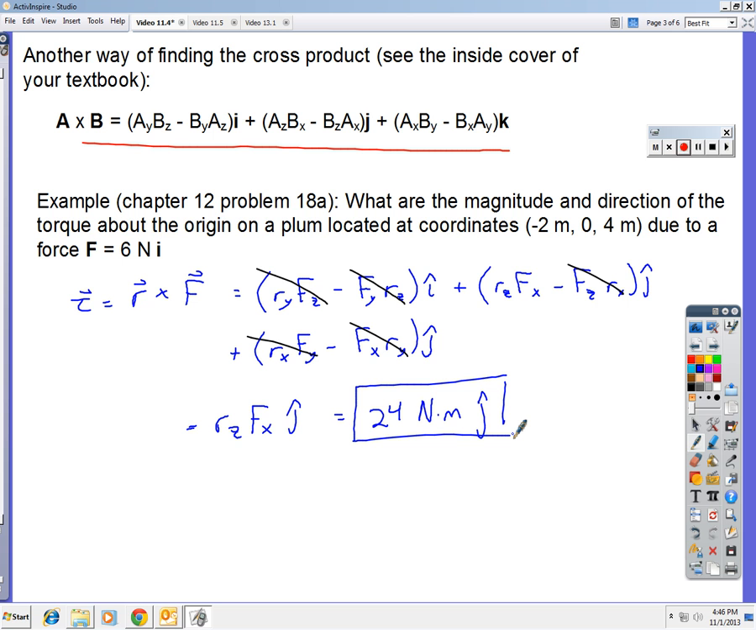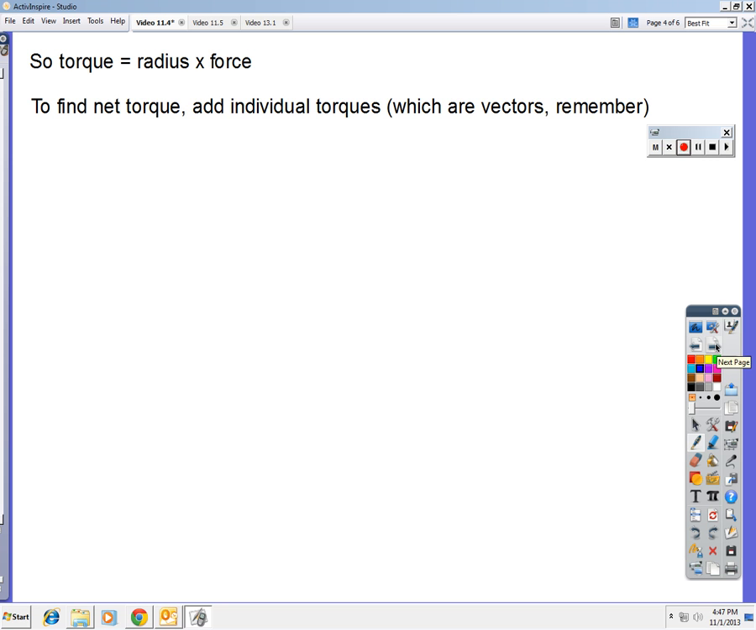This is quite useful in 3 dimensions. We don't do a lot of fully 3-dimensional problems in Physics C, but when you do see them, this is quite the best way to do it. And so, basically the torque is the radius times the force, times the sine of the angle between those 2 vectors.